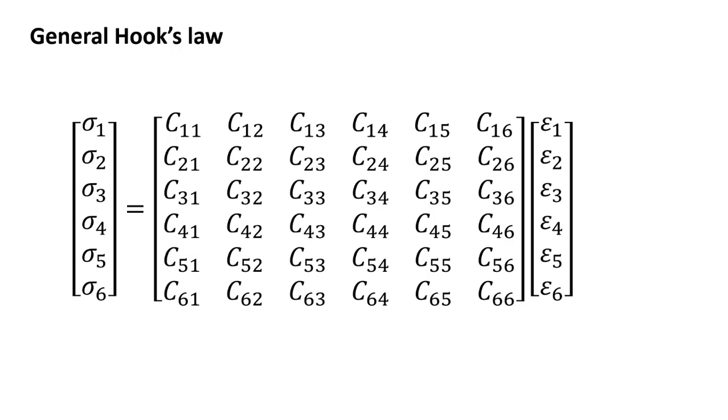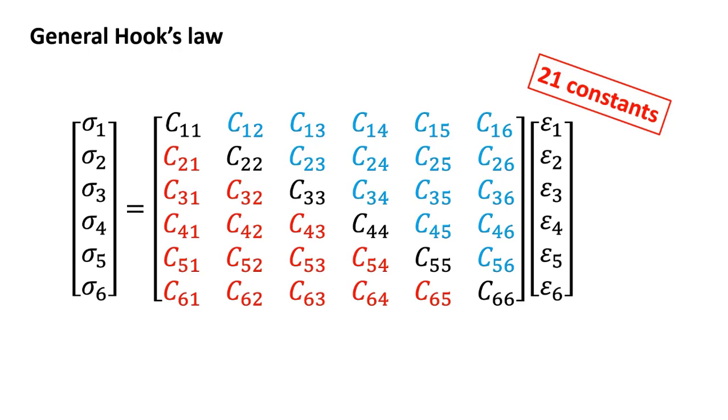The elastic energy of a material is a function of strain, and its second derivatives with respect to strain are symmetric. As a result, the stiffness matrix must also be symmetric. In other words, the components shown in blue and red are equal. Therefore, instead of 36 independent constants, we only need 21.